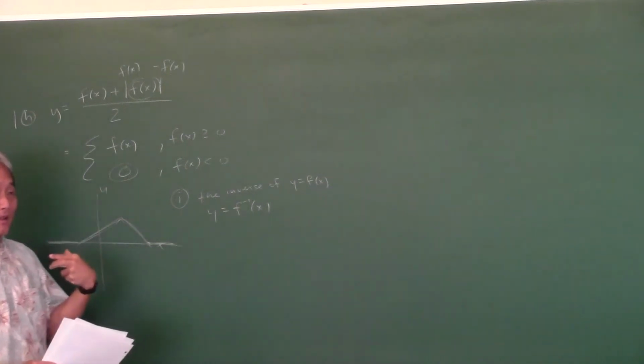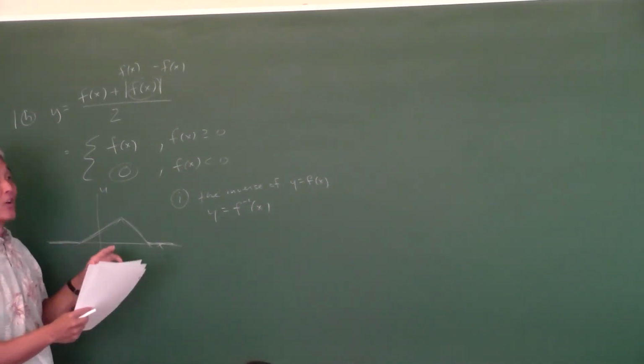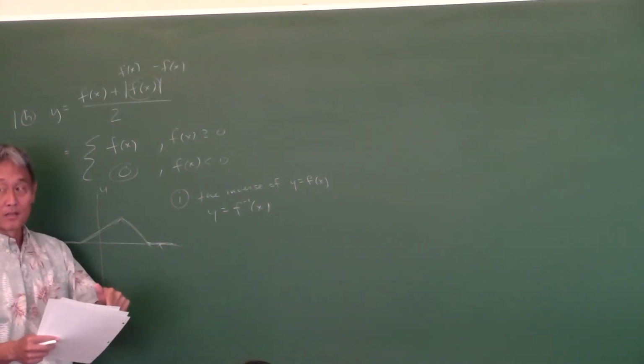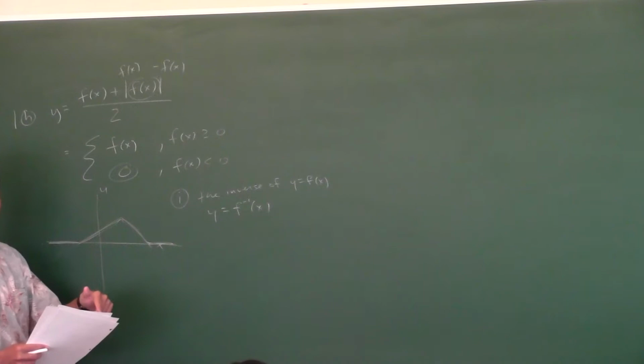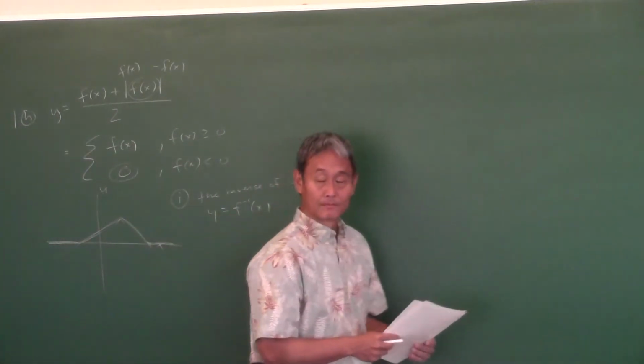And what did we learn last year? If you want the inverse to be a function, then the original function has to be 1 to 1. Does that sound familiar enough? Can we do that one?